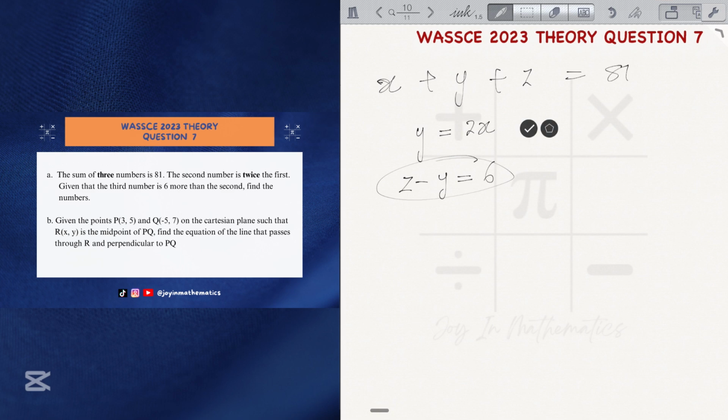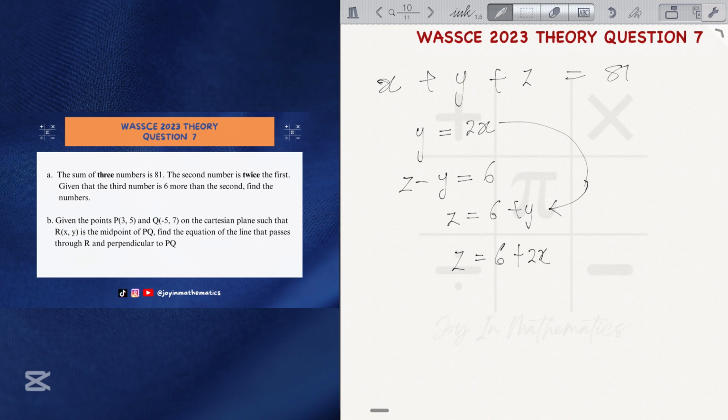Let's begin from the third equation and make Z the subject of the formula. So Z will be equal to 6 plus Y, and we can see now that Y here is equal to 2X. So if we substitute Y equal to 2X here, we will have an expression for Z in terms of X. So Z will be equal to 6 plus 2X.